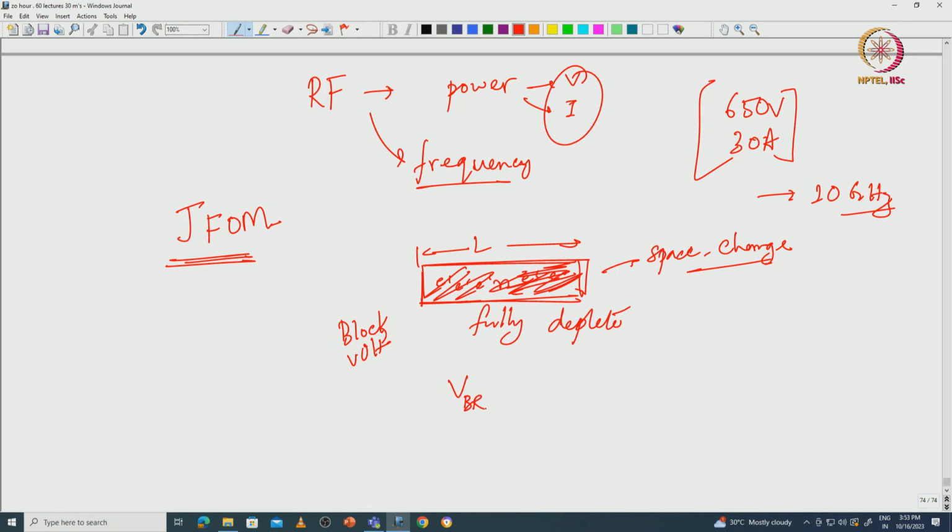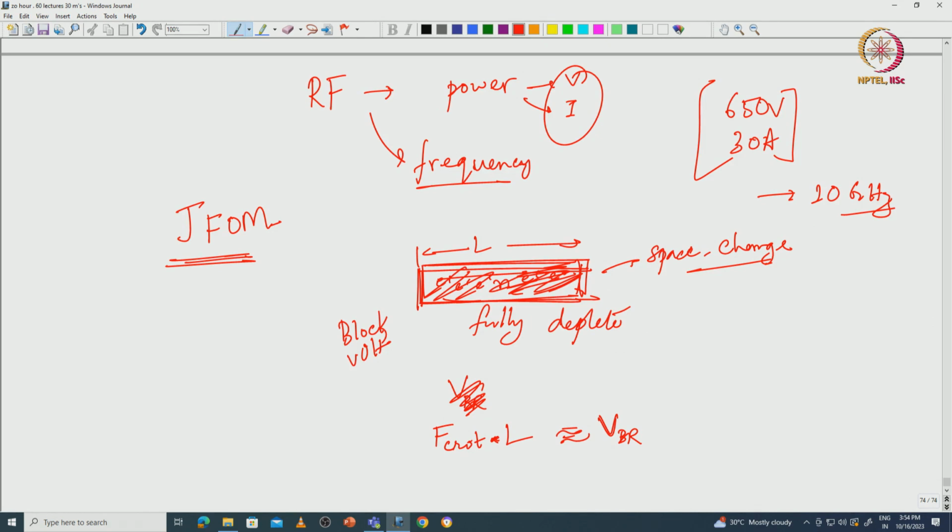It will depend on the critical electric field. Suppose the critical electric field is F critical, and I assume it is constant throughout the space charge region. So critical electric field times this length will give you the total breakdown voltage, but it is an overestimate, because the critical electric field will not be constant, it will be a linearly decreasing slope. So it is technically not correct, but you can say the breakdown voltage is roughly proportional to critical electric field times the length.